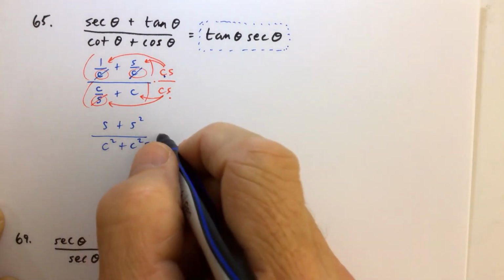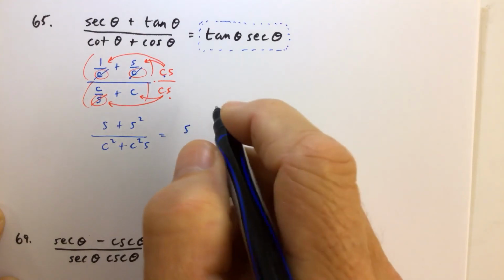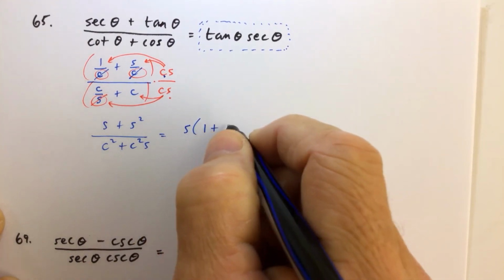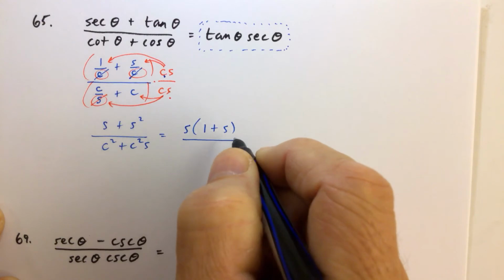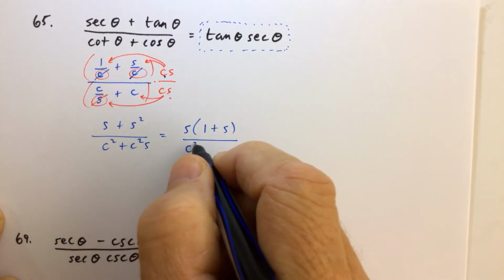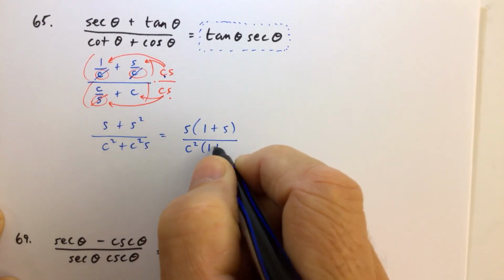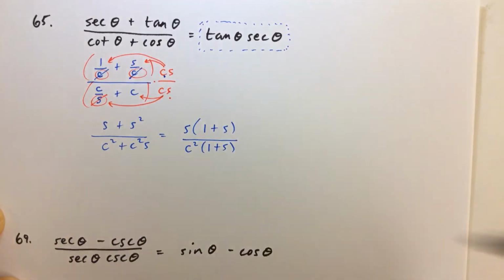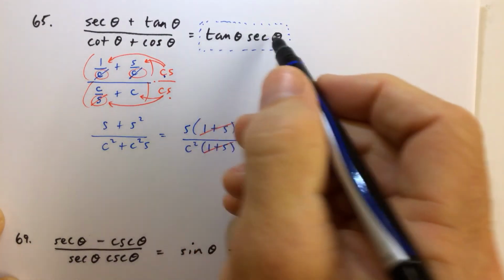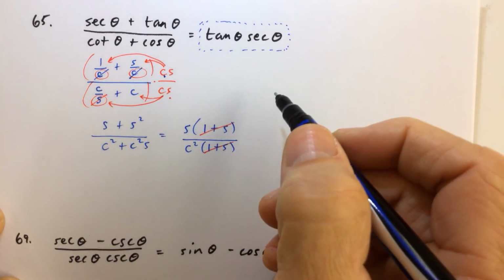We can factor out an s from the numerator. We get 1 plus s. And in the denominator, we can factor out a c squared. And we also get 1 plus s conveniently. And so that we can cancel that. So now we just have to make it look like this right side.